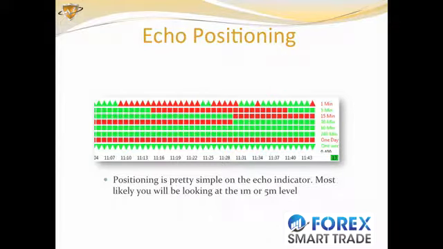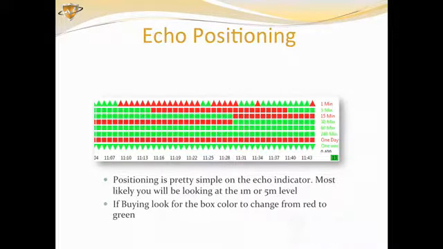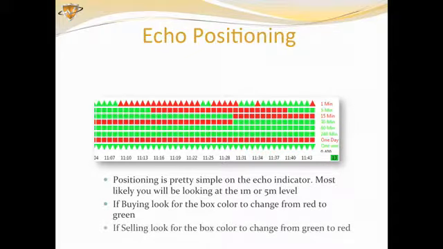So for example, if buying, you'll look for the box color to change from red to green. The opposite is also true. If selling, look for the box color to change from green to red. And you would do this on the top chart. So here's an example of positioning to sell, or position to sell off.